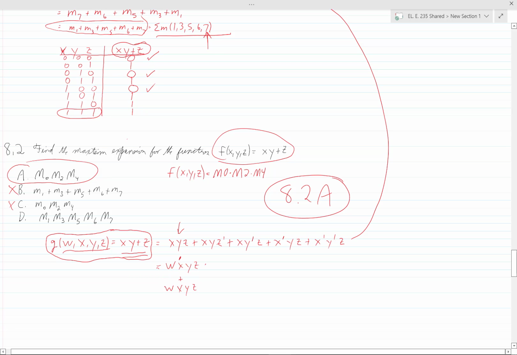Okay? And likewise, the next one becomes W prime X Y Z prime or W X Y Z prime. The next one becomes W prime X Y prime Z or W X Y prime Z.